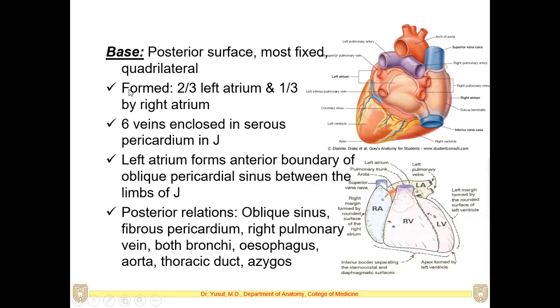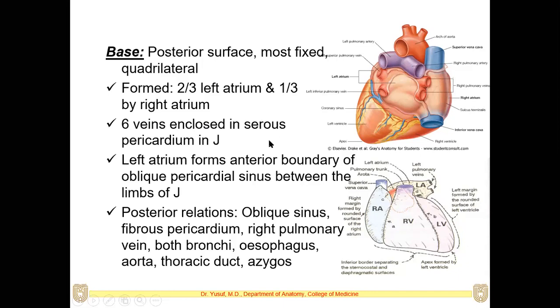And how do you identify this? By the 6 veins. Which are those? One is here, the superior vena cava and the inferior vena cava, which are opening into the right atrium. Then there are 4 pulmonary veins, right and left pulmonary veins, which are opening into the left atrium. So how do you identify the left atrium? There will be 4 veins opening into the left atrium. Okay, and how do you identify the right atrium? There are superior and inferior vena cava, only 2 veins opening into the right atrium. So these 6 veins will be seen from behind, and they will be holding the heart and make it more fixed.